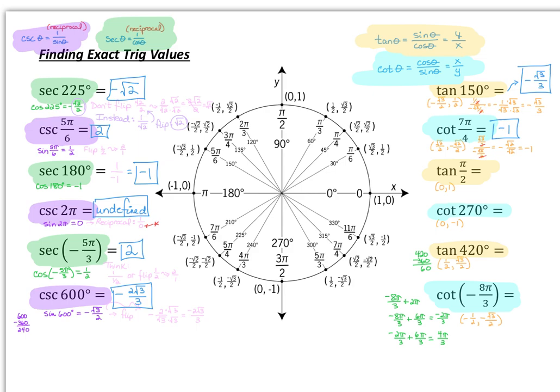Tangent is going to be y over x. So 1 over 0. Here's your 0 denominator again. And so as soon as you see 0 in the denominator, you're done. And that trig value is undefined. Cotangent is going to be your x over your y. And so that's going to be 0 over negative 1. 0 in the numerator is fine, and it just equals 0. So cotangent of 270 is just 0.